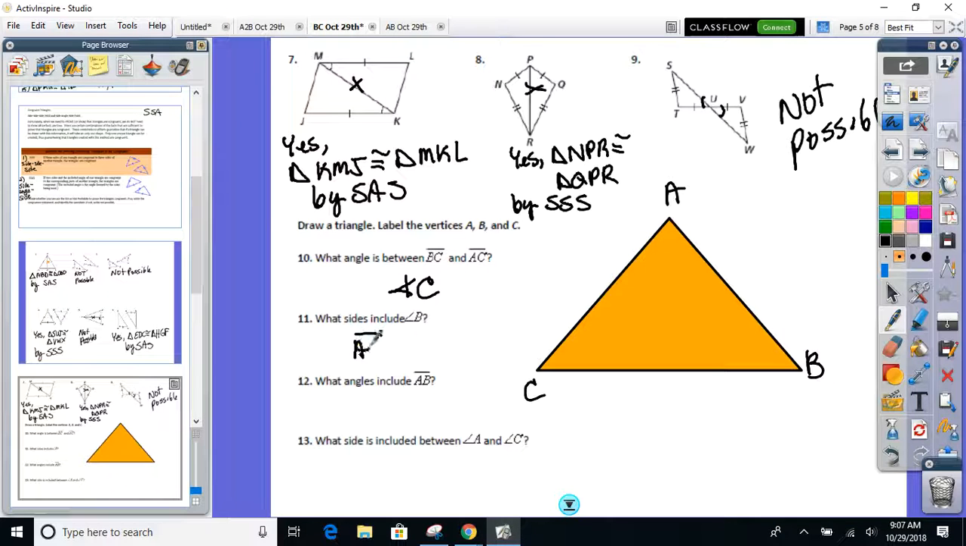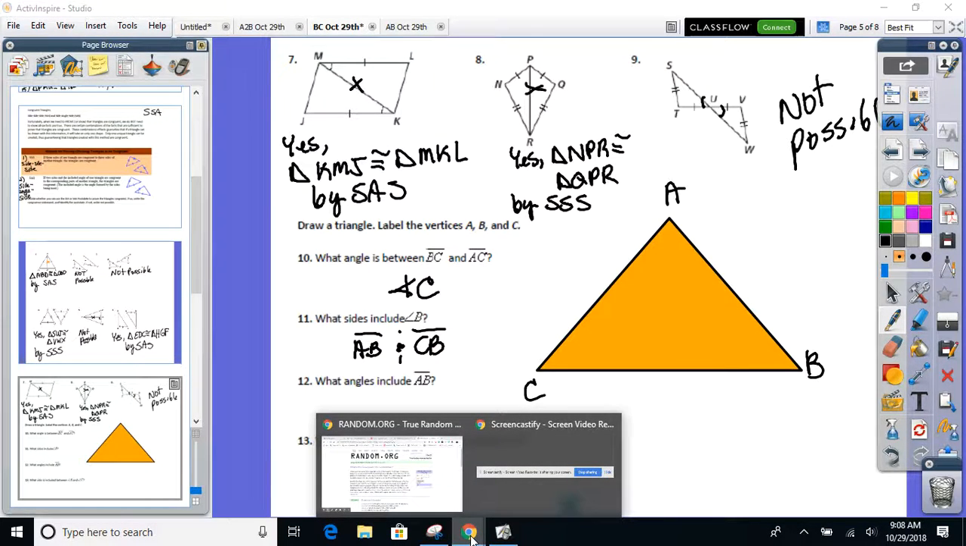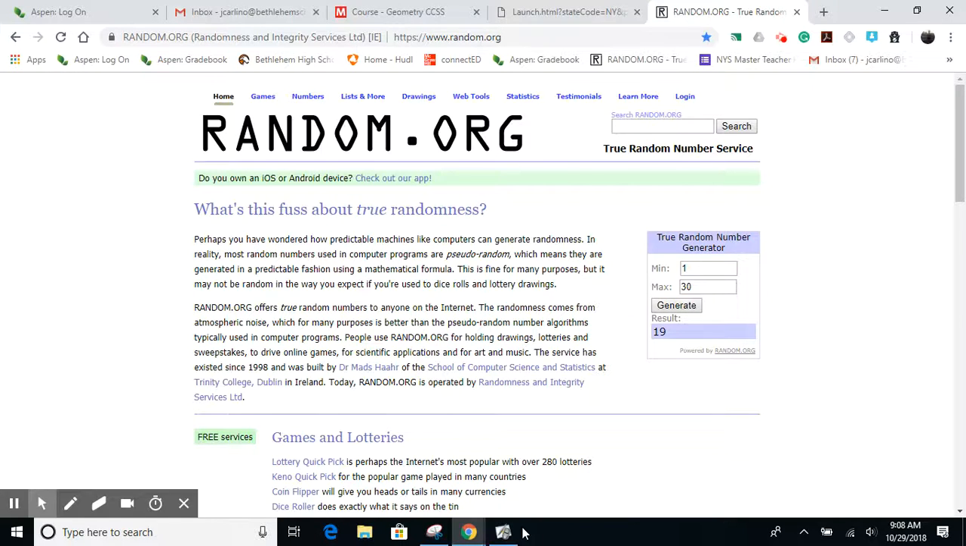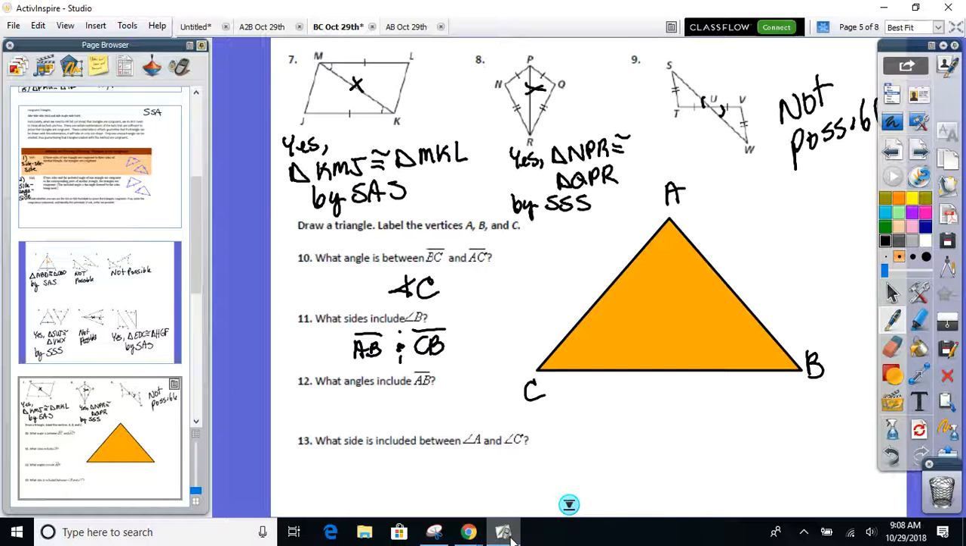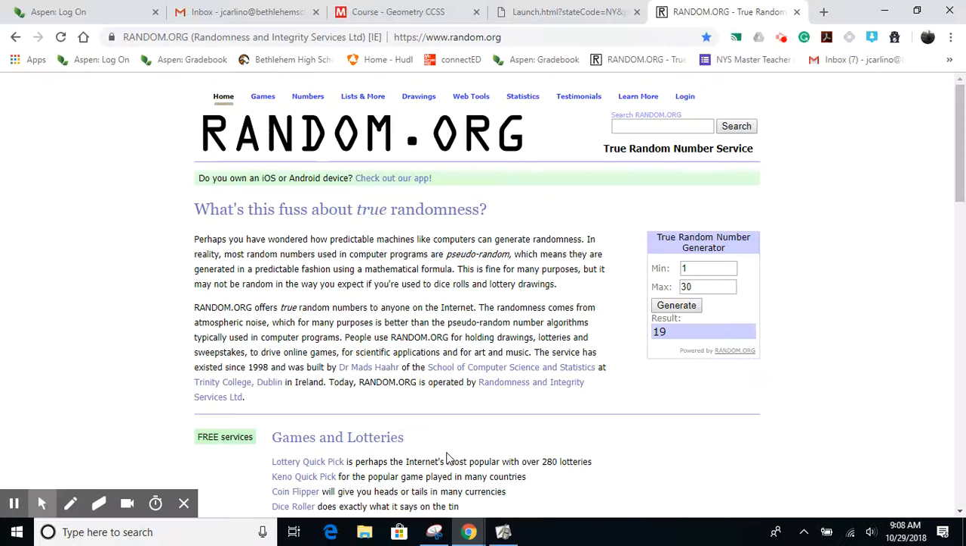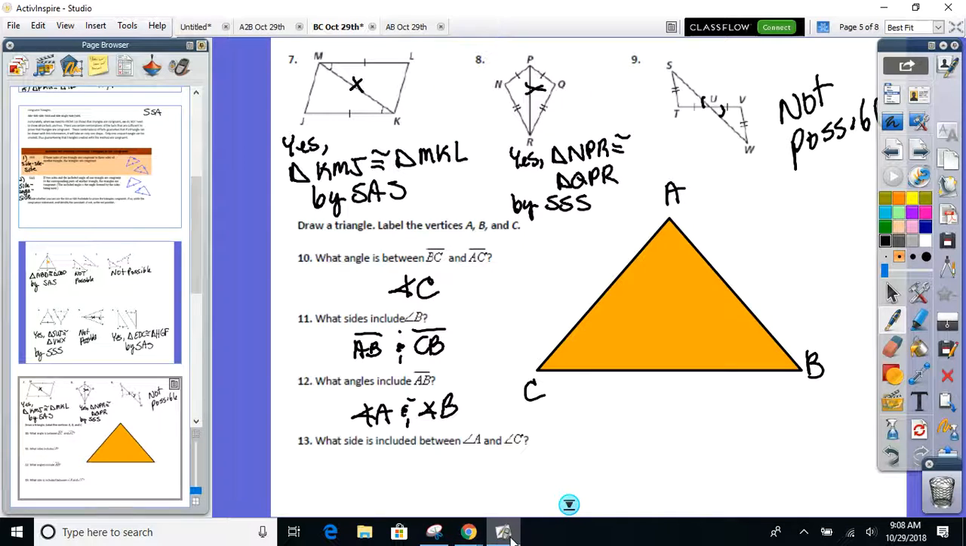AB and BC. Yep. What angles include line segment AB? 19. What angle? Where is AB in between? Angle B and angle A. Perfect. And finishing this off, what side's in between A and C? 18. Done. Are we okay on angles in between?